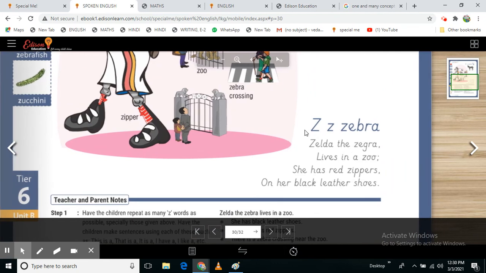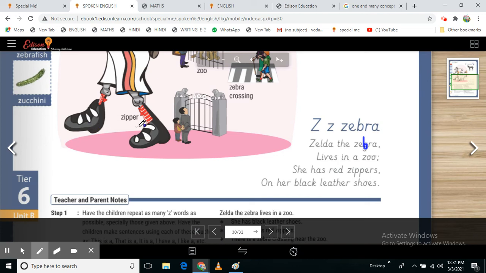Now, see, ZZ, zebra. Zilda the zebra. Its B is wrong. So correct it. B will come here. Okay, B. Correct it, right? Zilda the zebra lives in a zoo. She has red zippers on her black leather shoes. Once again, Zilda the zebra lives in a zoo. She has red zippers. See, red zippers on her black leather shoes.